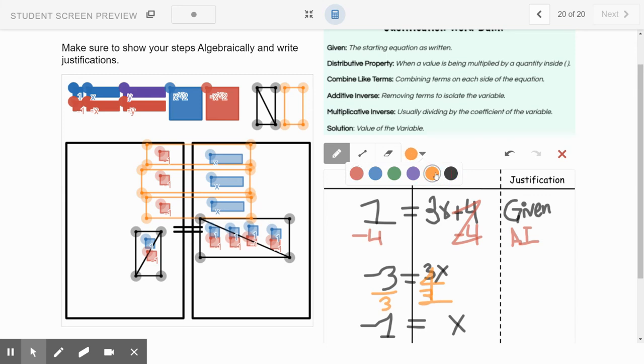Okay. Now, I did forget one last thing. Oh, nope, not red. There we go. I forgot to write our justification. Again, you can just write MI for multiplicative inverse here. But again, if you're typing or writing, please do write multiplicative inverse so that way you actually remember what MI stands for. And then lastly, negative 1 equals x. Well, that is our solution. Okay, so we found that negative 1 equals x.